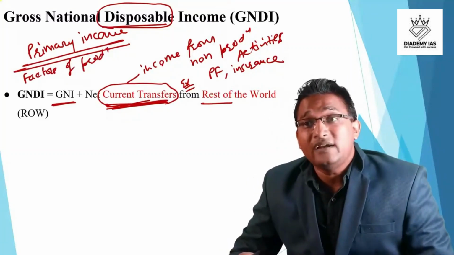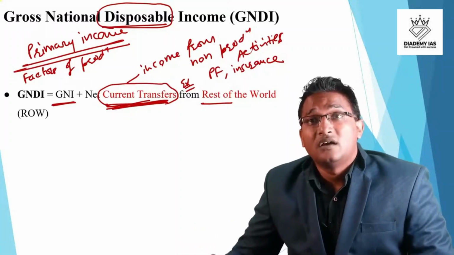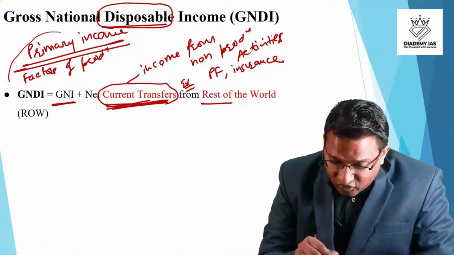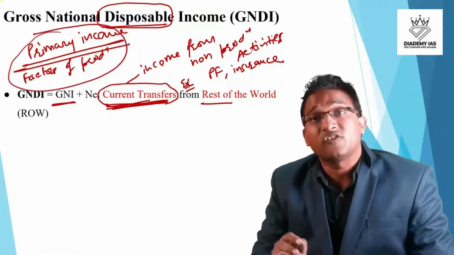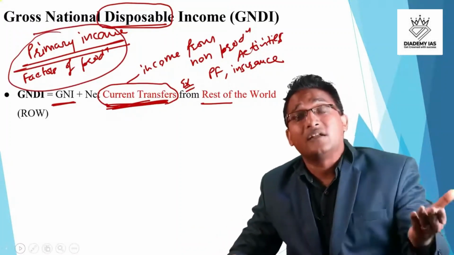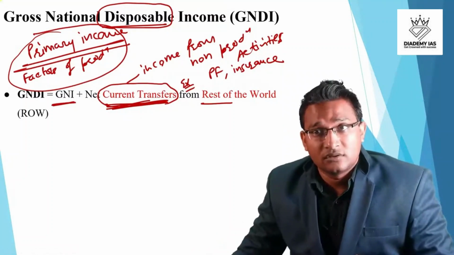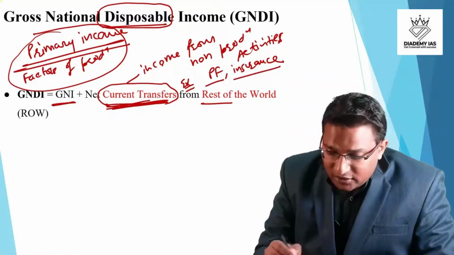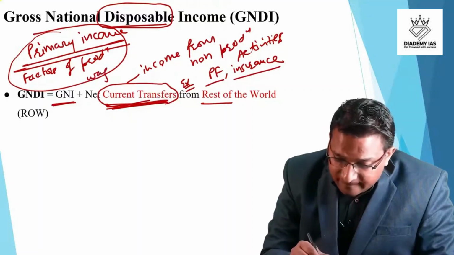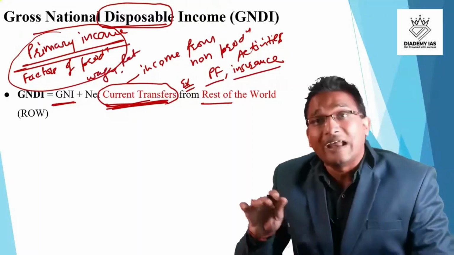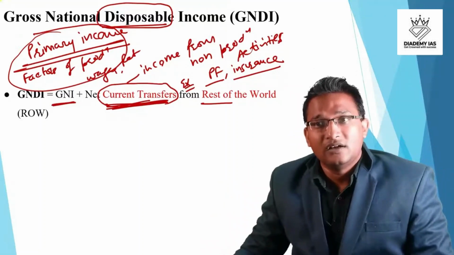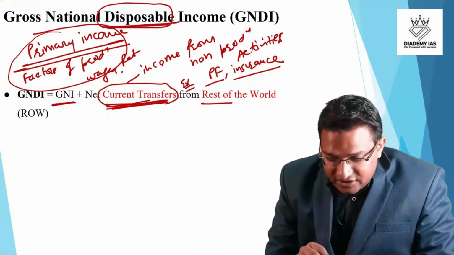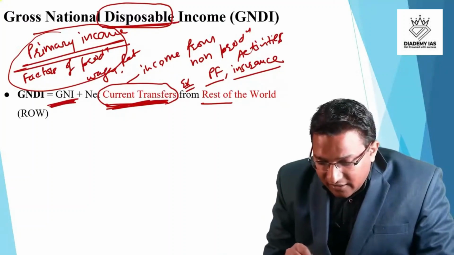So this primary income and current transfer are completely opposite to each other. Primary income is the income from factors of production and current transfer is the income from other than the factors of production. The example here for current transfer includes provident fund, insurance, and for primary income the example includes wages, rent, profit, interest, etc. Right?